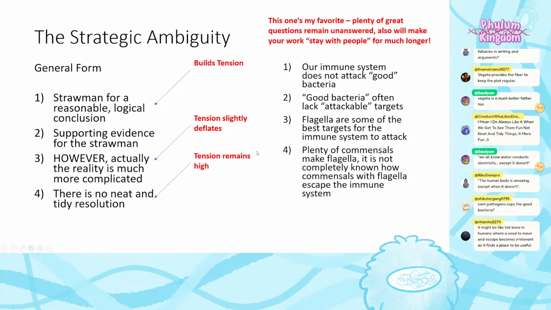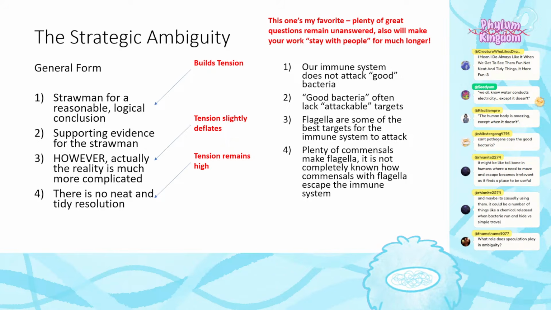Yeah, so this one's my favorite. Plenty of great questions remain unanswered and will also make your work stay with people for much longer, right? Sometimes a good question like this will bother an audience member long after your video ends, right? Why doesn't the immune system attack good bacteria that have flagella? The flagella is a bright red flag for the immune system to attack, and yet plenty of healthy E. coli just get to exist without being attacked at all. Question is why?